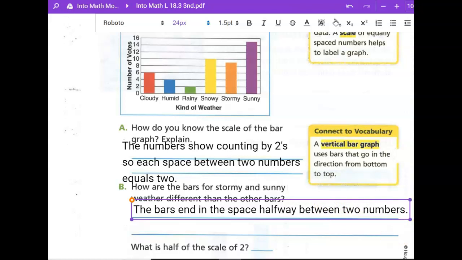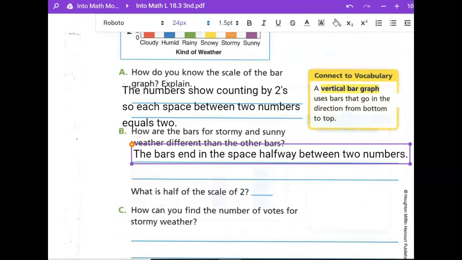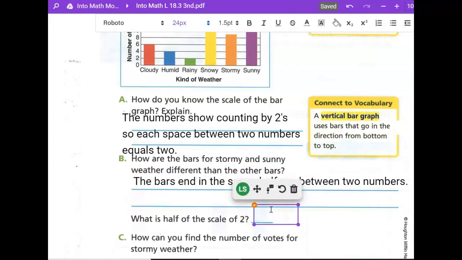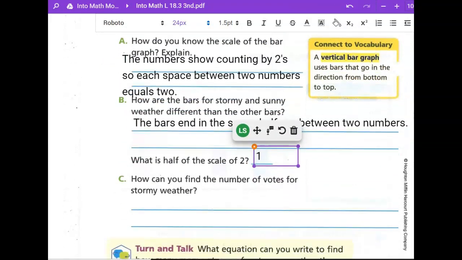If you're at home, stop your video so you can get that. What is half of the scale of 2? What is half of 2? 1. How can you find the number of votes for stormy weather?